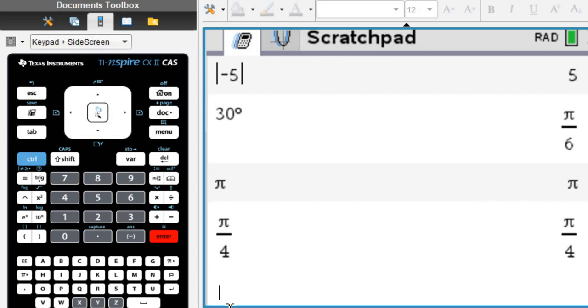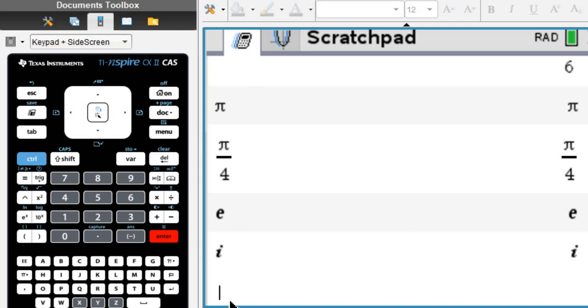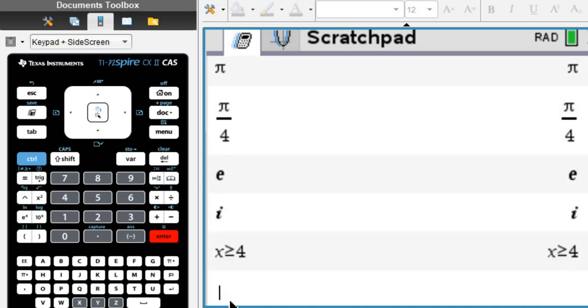Now, Euler number, there you go. And similarly the imaginary unit, there you go, that's the imaginary unit. Less than or greater than, it's like that. X greater or equal to 4, similarly less than.